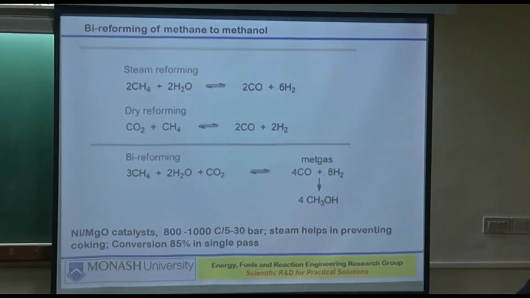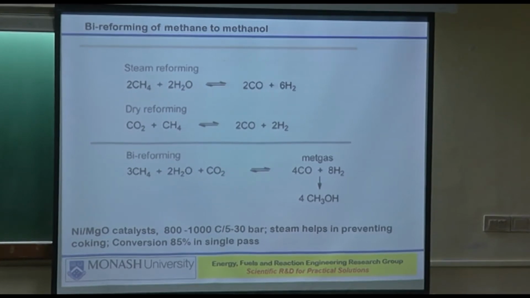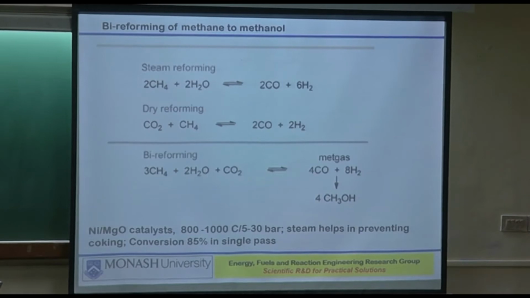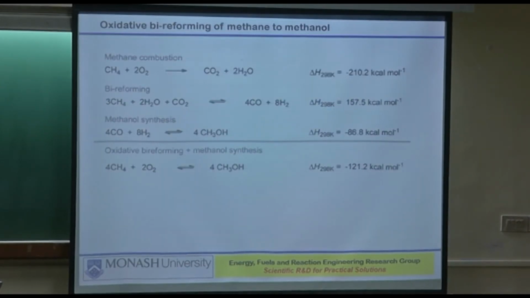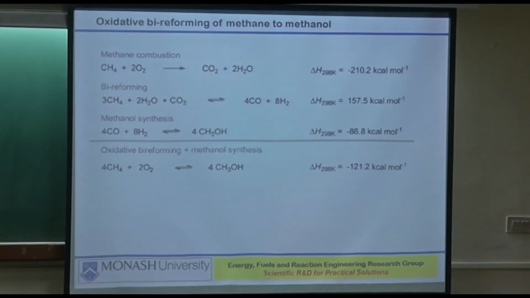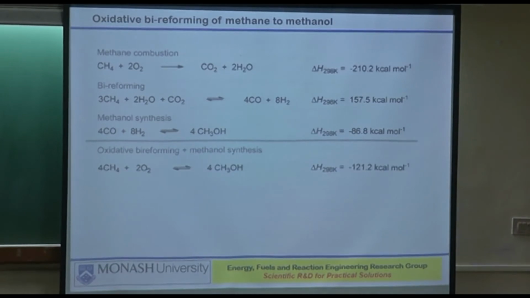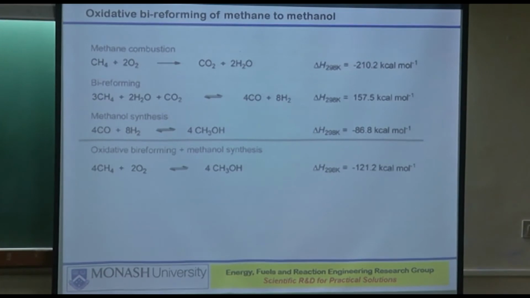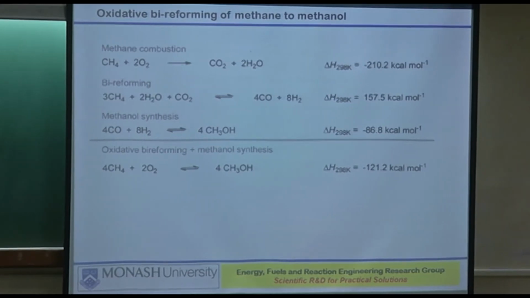So here it is, the bi-reforming, and we said that bi-reforming has an advantage that in situ you can get rid of the carbon that's deposited. Then you have oxidative bi-reforming. The normal bi-reforming, we know what it is. We also know what is methanol synthesis. And then we also have at the top methane combustion, partial combustion of some methane. So if you can balance them out, then you can have what you got from this combination of reactions, where everything is reacted: methane, some oxygen, some hydrogen, water vapor, some CO2, giving you directly methanol. So these are all other possibilities. This is another possibility.